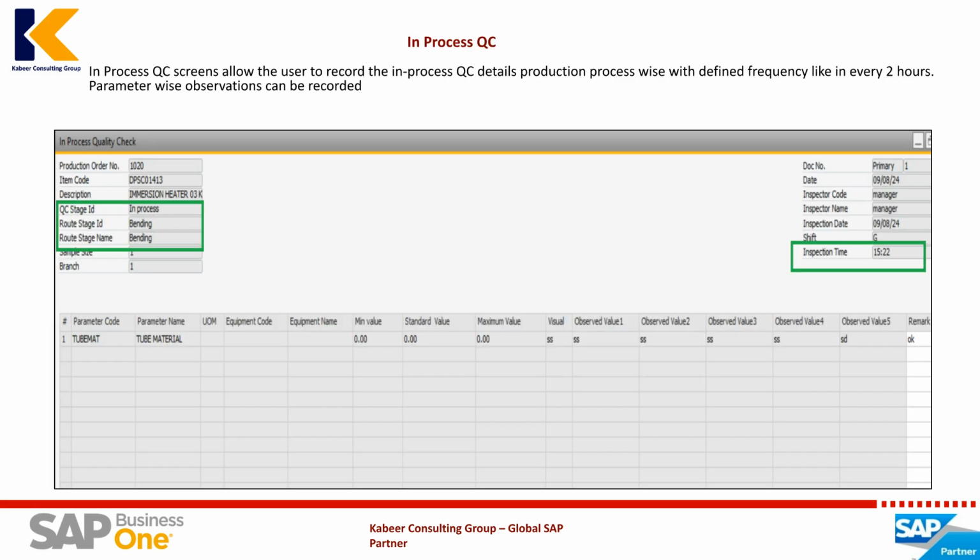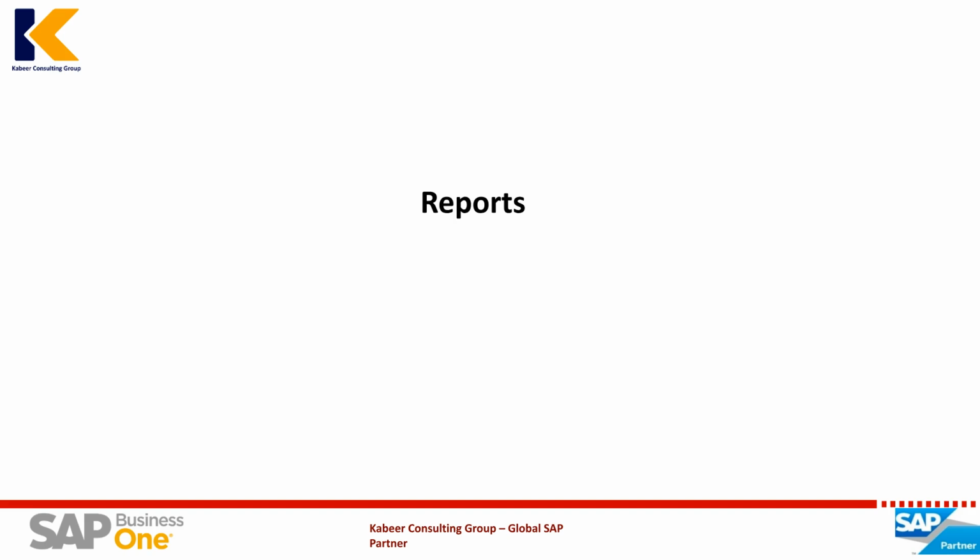The In-Process QC screen allows users to record quality control details during the production process, often based on a defined frequency, such as every 2 hours. Parameter-wise observations can be recorded here. Finally, let's look at the reporting capabilities within the Quality Management Add-on.